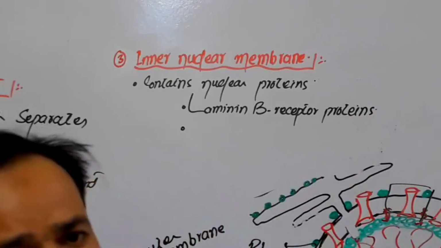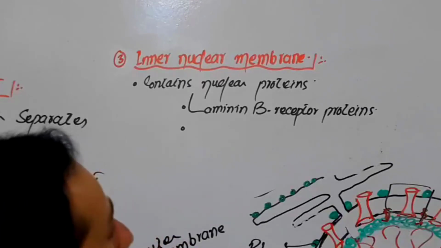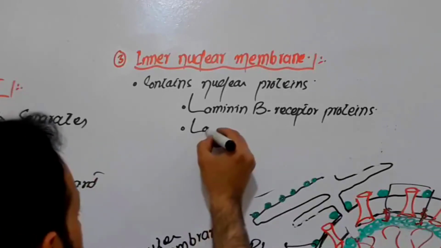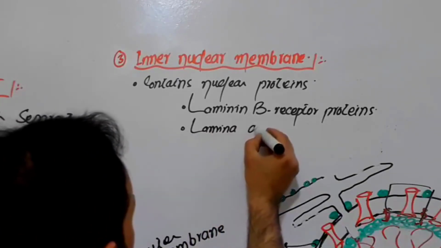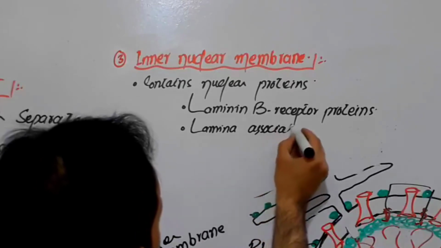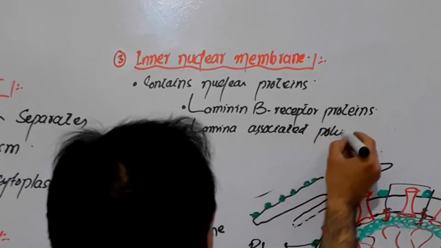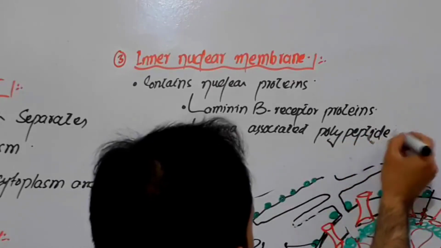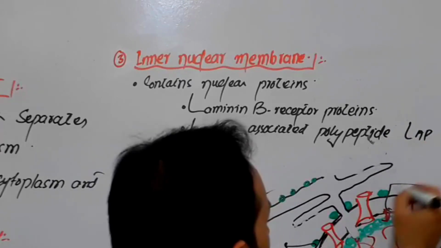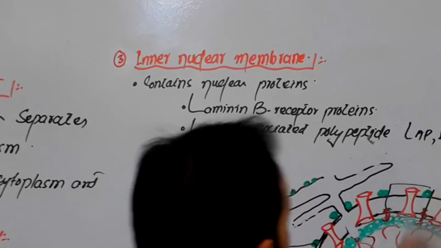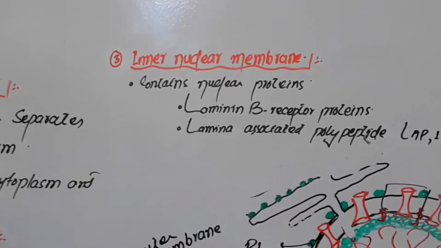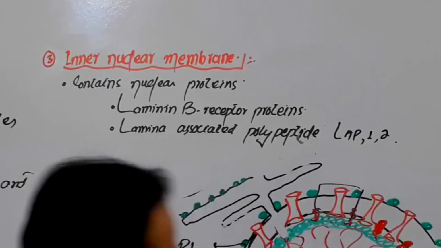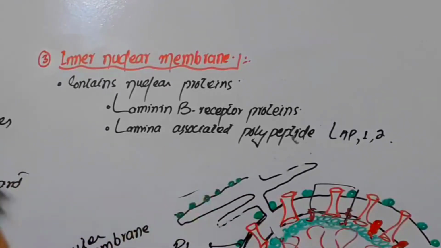The next kind of proteins which are present there and attached to the inner nuclear membrane are the lamina associated polypeptides. These are called the LAP, right? So there is LAP1 and LAP2. Lamina associated polypeptides are certain proteins which are in contact with the inner nuclear lamina, right?